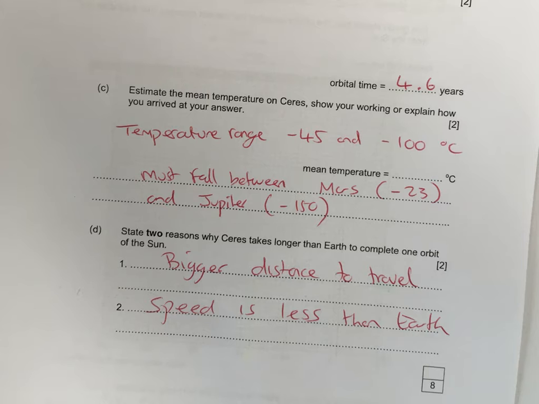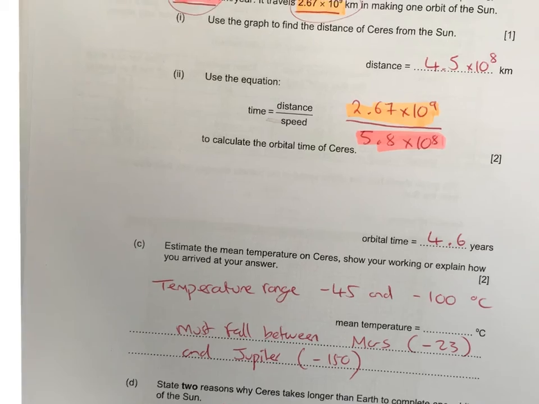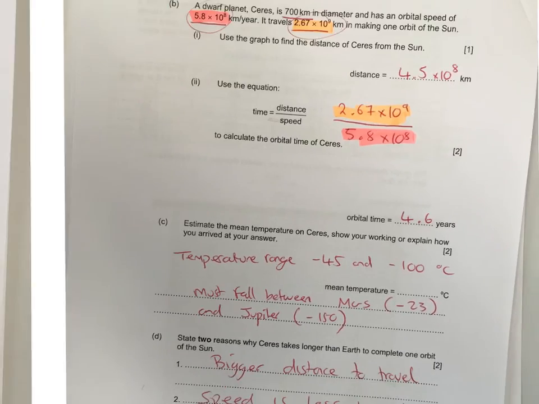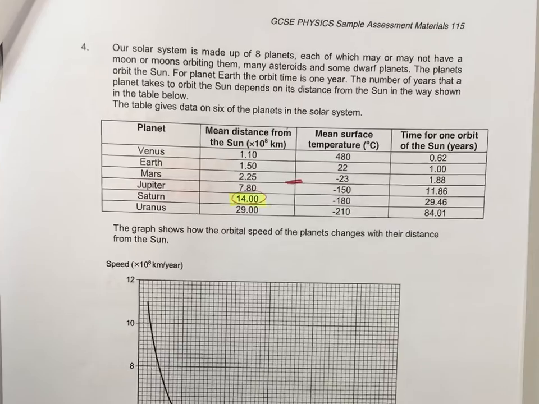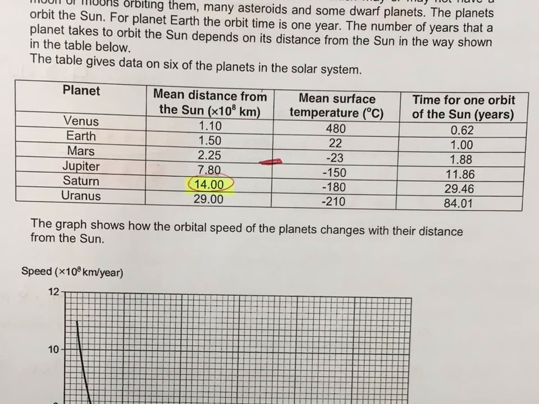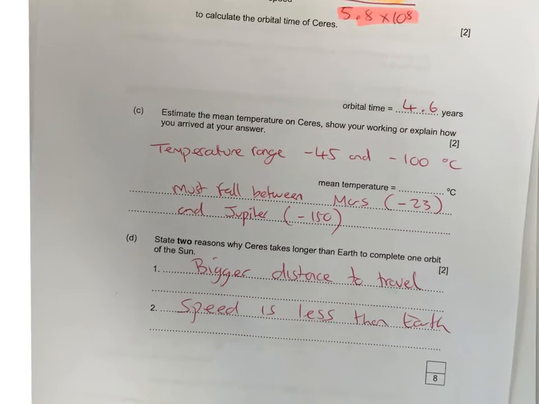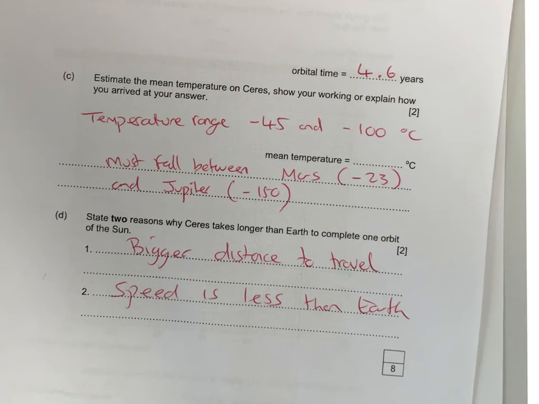Estimate the mean temperature. So that is looking at the graph now. I'm going to see where that is. So I've got 4.6 years orbit time. Is that what I used? Yeah. Orbit time 4.6. You can stick within there. Or you can actually use the mean distance. I think actually I used the mean distance, because the mean distance was between Mars and Jupiter. So it's going to be a range between minus 23 and minus 150. So I've said there, just to be safe, minus 45 and minus 100. That's any number between there, you're going to be safe. The reason must fall between Mars and Jupiter.